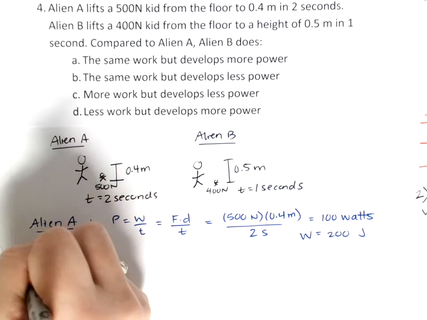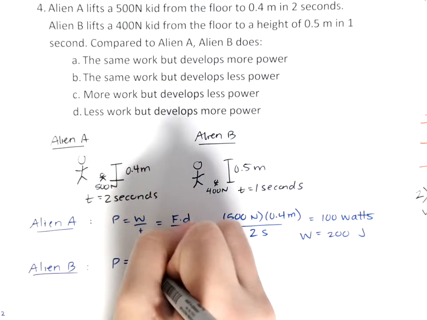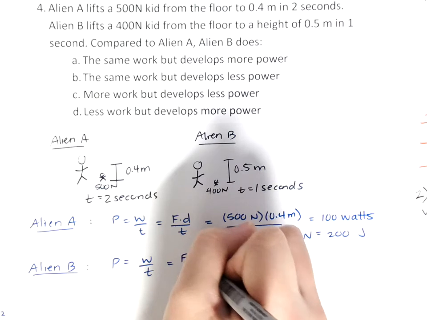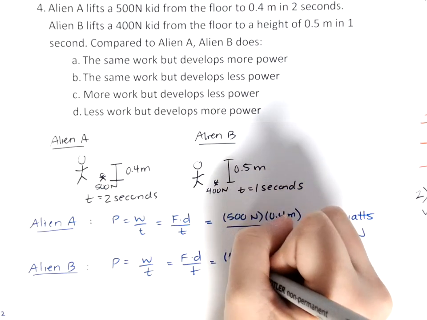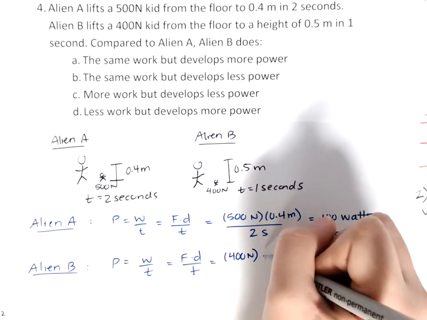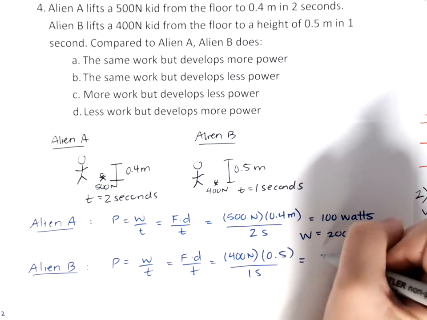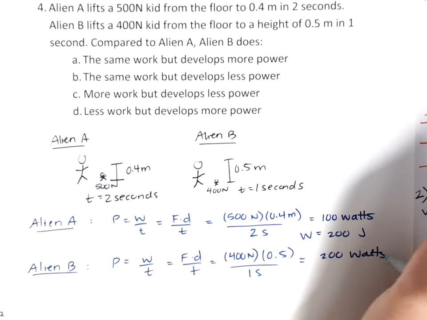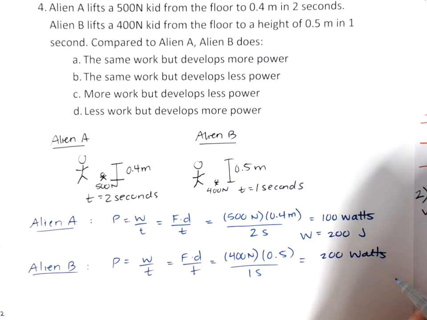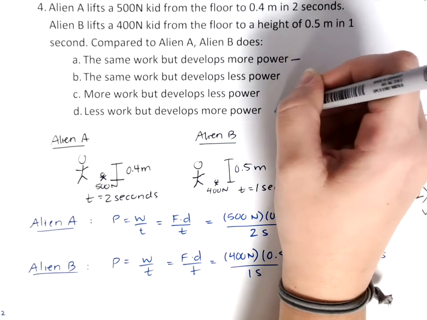So now let's do alien B. Let's find his power first, work over time, which equals force times distance over time. So his force was 400 newtons, because that's how much the kid weighed. Distance of 0.5 meters and a time period of 1 second gives us a power output of 200 watts. So alien B's power output is more already. We can see that. So we're going to narrow our choices down to A or D.